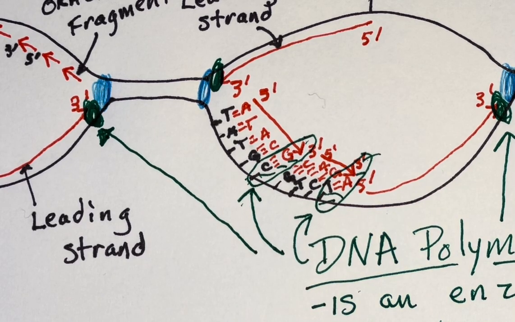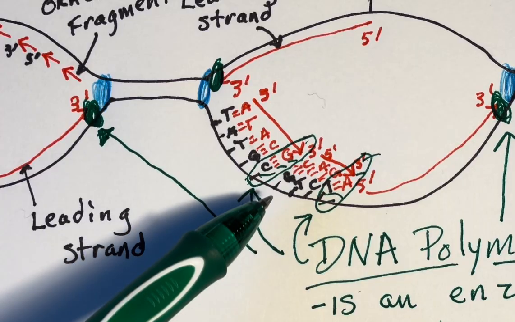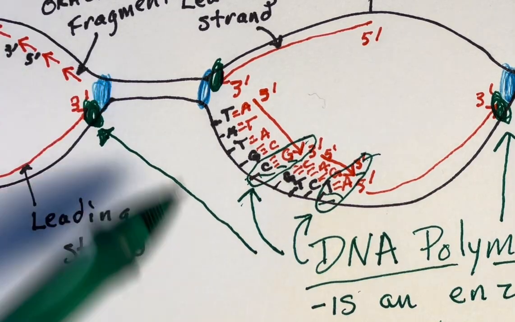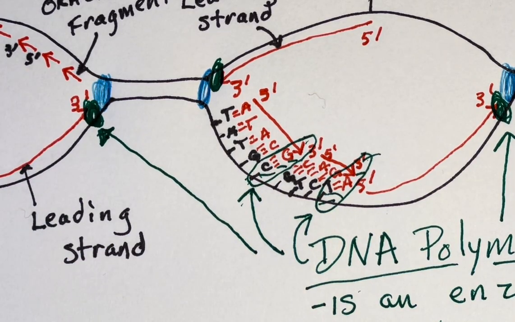Okay, so far we've learned of 2 enzymes, helicase that breaks the hydrogen bonds, and then DNA polymerase 3 brings in the new nucleotides.